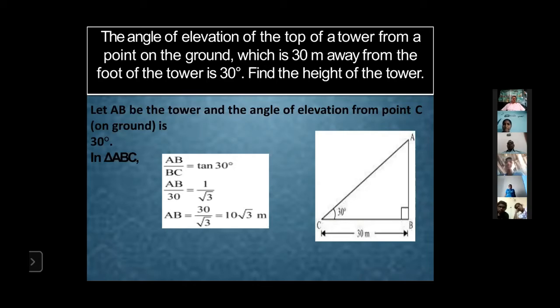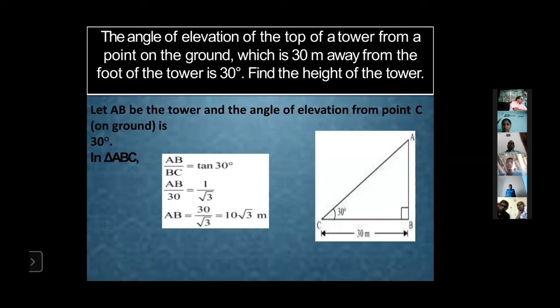Yes. Now this 30 is in the denominator. When it goes to the RHS, it will be in the numerator. So AB is equal to 30 by root 3. Next, the length should not be in irrational form, so we need to convert this. Now we do the rationalization: 30 by root 3 into root 3 by root 3.